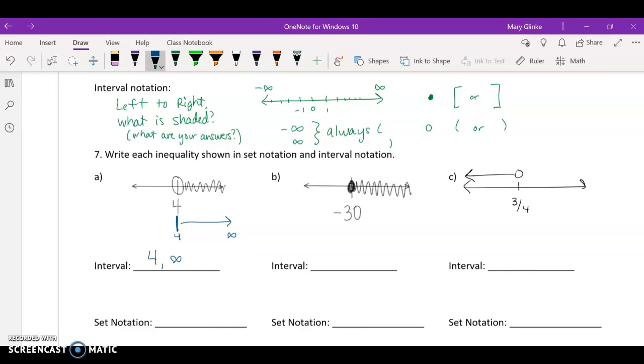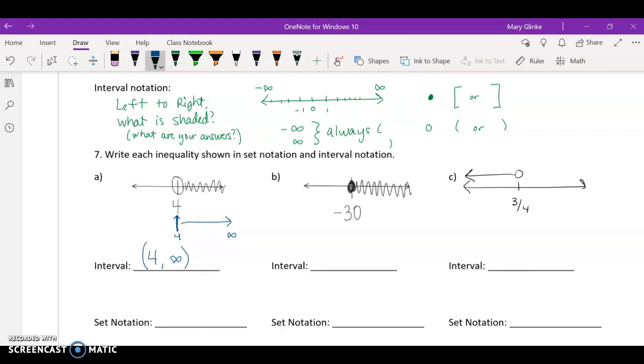Now at each of these, you're going to have a parenthesis or a bracket. So for the 4, you're looking at above, this is an open circle, so it's going to be the parenthesis. The numbers are always dependent on open or closed circle for whether the number has brackets or parentheses. Now it went to the right for forever, so it is an infinity. That is always going to have a parenthesis with it.